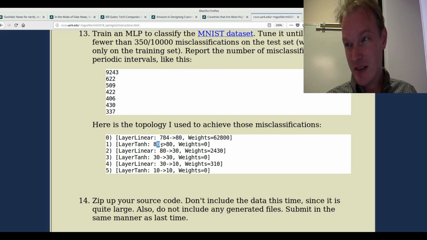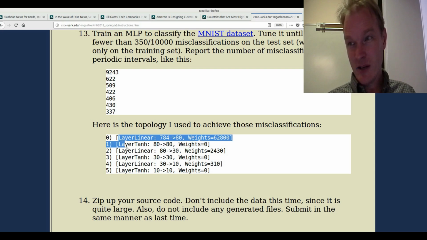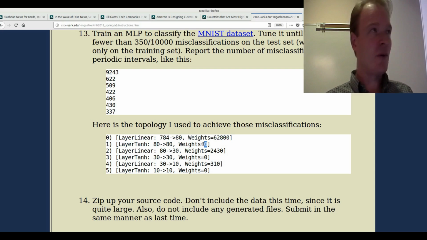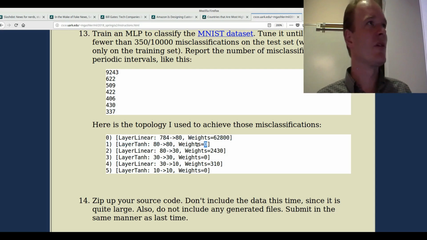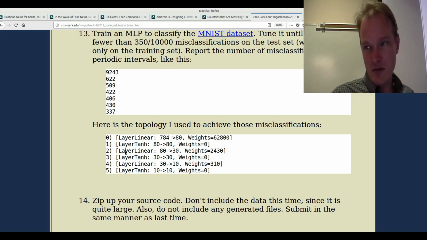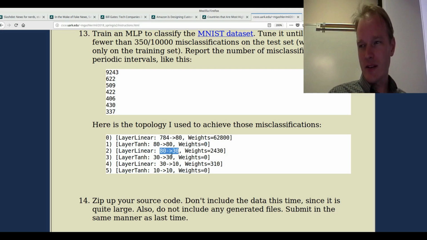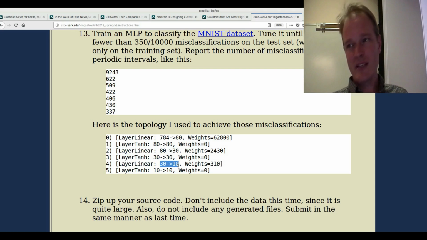I mapped to 80, then I ran that through a nonlinear layer. Notice the nonlinear layer has 0 weights because there's nothing to tune. Tan H is just tan H, has no parameters. Okay. Then another linear layer that went from 80 to 30, then a nonlinear layer, then another linear layer that went from 30 to 10.